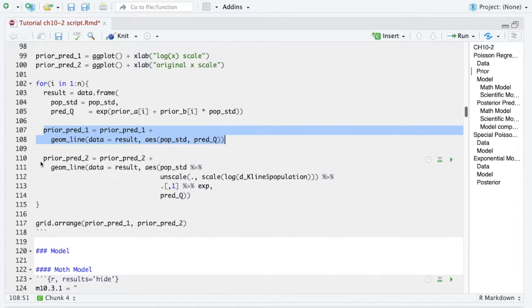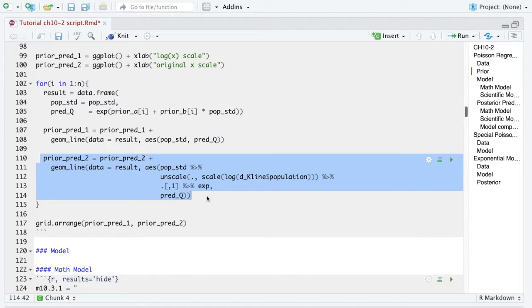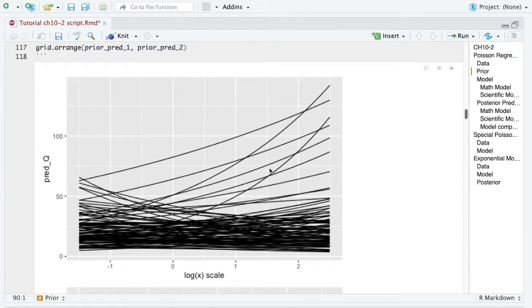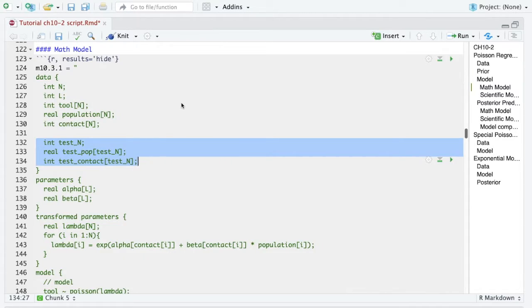However, if we want to plot the result on the original x scale, we again need to use the unscale function and exponential function to convert the standardized population to the original scale. So this is the code we use to create a test k-line data. From these two plots, we can say that our prior distribution is reasonable because we want to have a regularized prior, so that most of our prior prediction regression lines should be horizontal lines, suggesting weak relationship between the predictor and the output. Okay, now let's look at our Stan code.